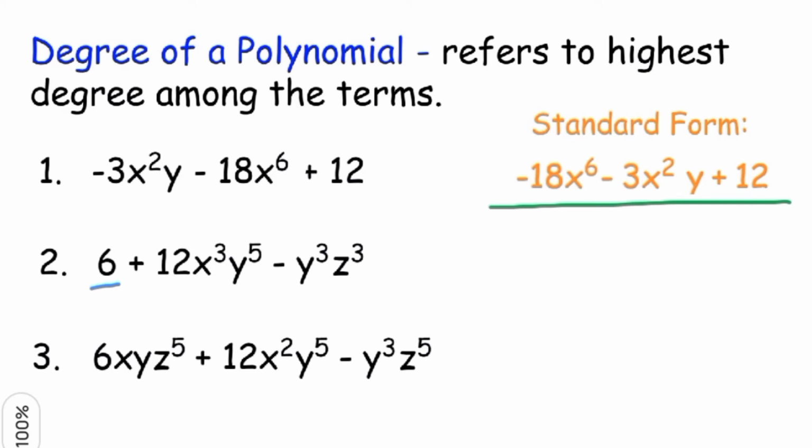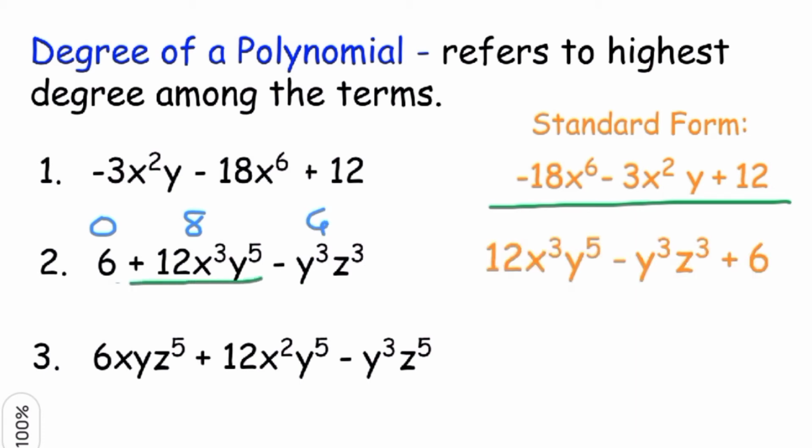So number 2, we have degree 0 in the first term. In the second term, we have the degree of 8. And then in the third term, we have the degree of 6. Therefore, the leading term is 12x cubed y raised to 5, followed by the second term, negative y cubed z cubed. And the last one is 6, which is the constant.